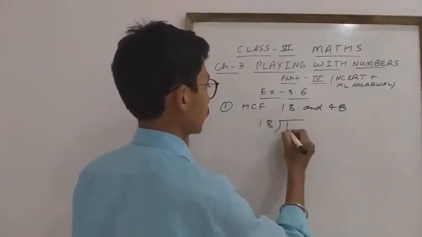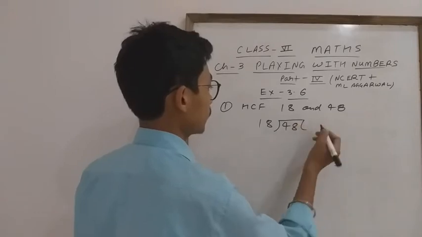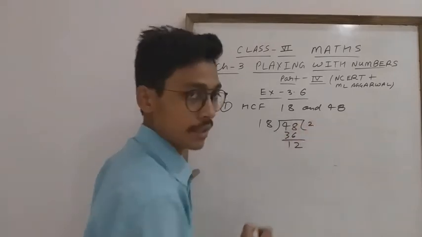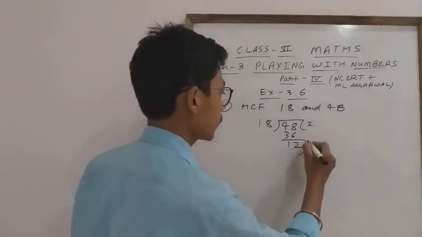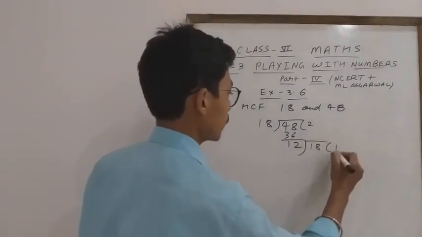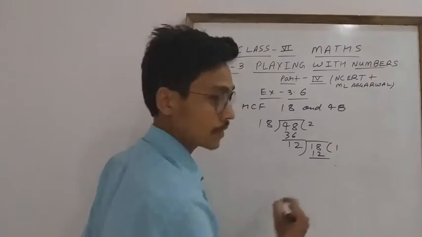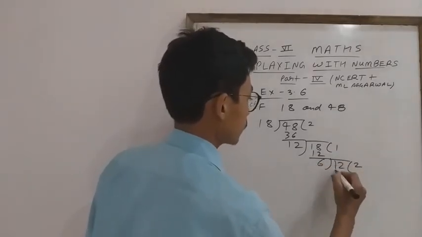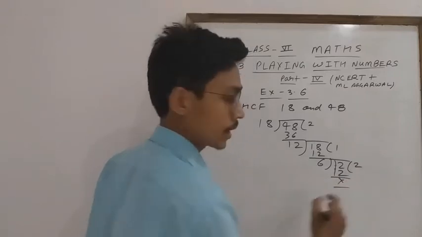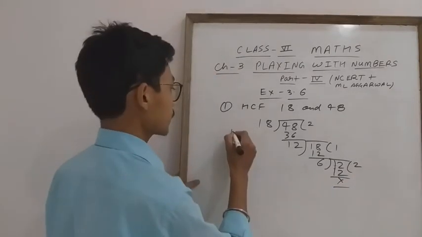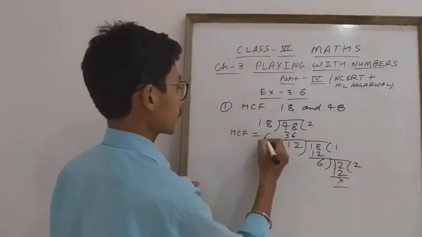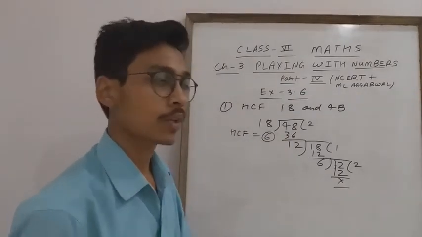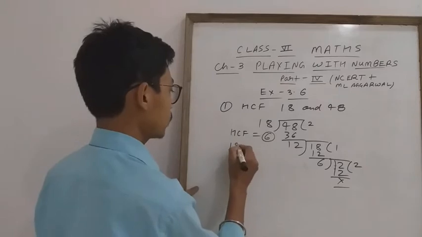18 and 48. 18 times 2 is 36. 48 minus 36 is 12. Again you will divide till you get 0. 12 times 1 is 12. 18 minus 12 is 6. Again you will divide 12: 6 times 2 is 12. Clear everyone? So what is the HCF, students? The HCF is 6.